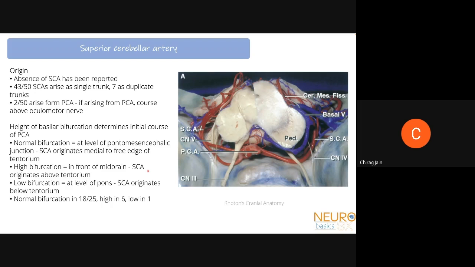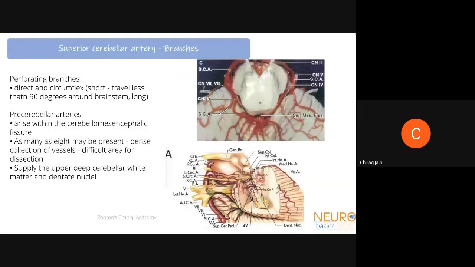So after its origin, it's going to give rise to some important branches. These include perforating branches which supply predominantly the brain stem. These branches can either be directly entering the brainstem, so these are known as direct perforating branches, or as we can see here, they can wrap around the brainstem and then enter the brainstem. They're known as circumflex branches. If they run around for less than 90 degrees of the brainstem, then it is known as a short circumflex branch. If it runs around for more than 90 degrees of the brainstem, it is a long circumflex branch.